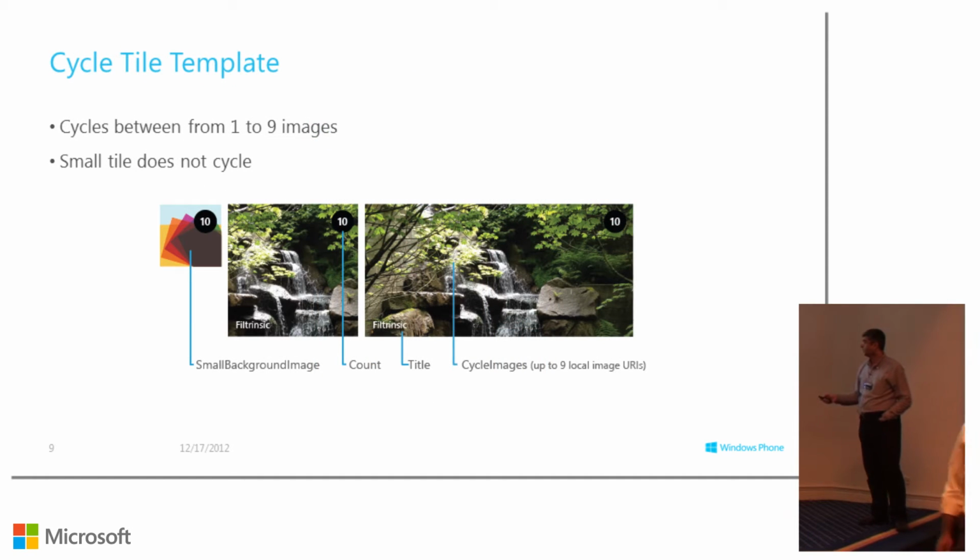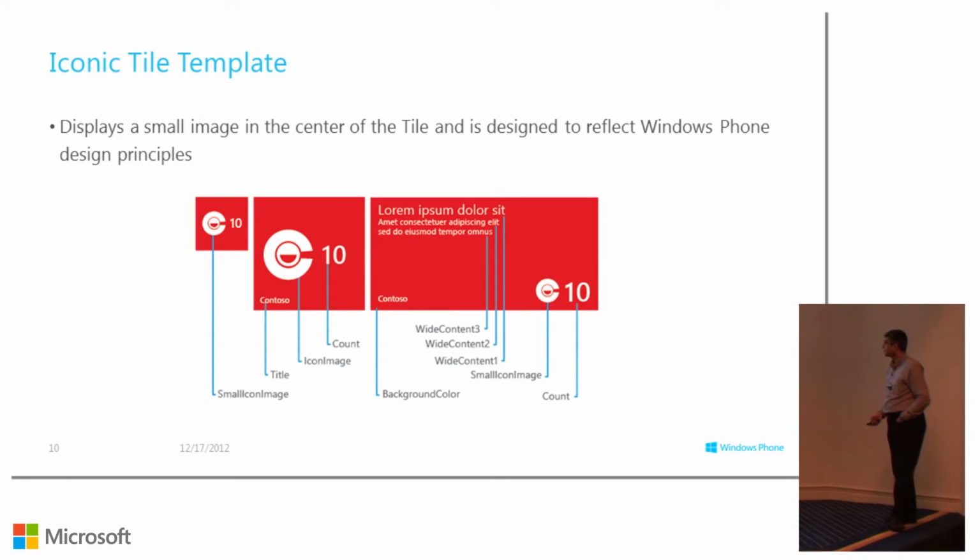In terms of the cyclic tile, even the cyclic tile small does not rotate. It just has one image. The medium and the wide tiles, they can flip. Now, what we do with the medium tile is we scale the wide tile or crop it so that you have a good experience, right? So you don't have to provide us different images for medium tiles and wide tiles. For the iconic, you get an icon image, you get the title, you get the count, and you get the text. Right?